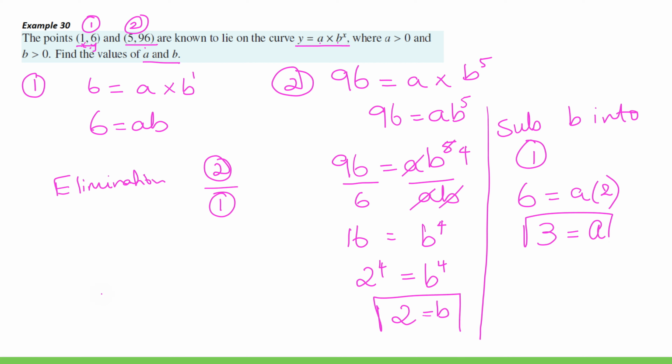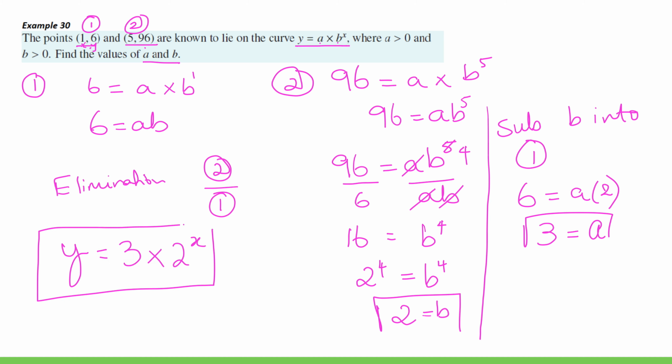And now I can rewrite the full equation. y is equal to 3 times 2 to the power of x. And that is my final equation.